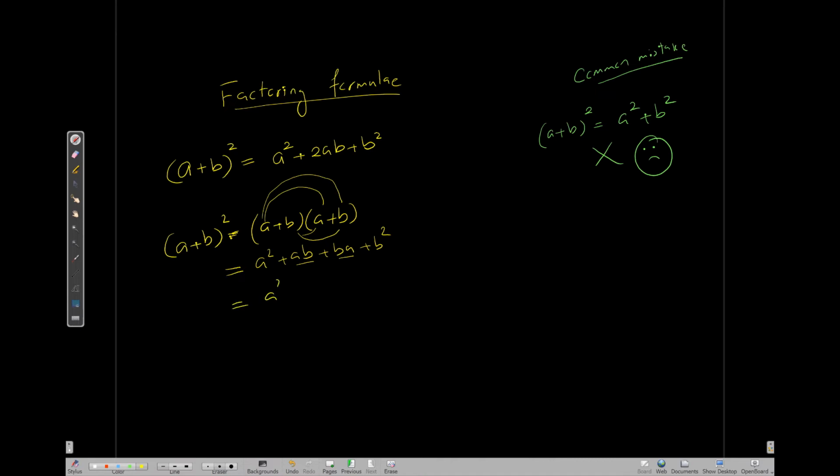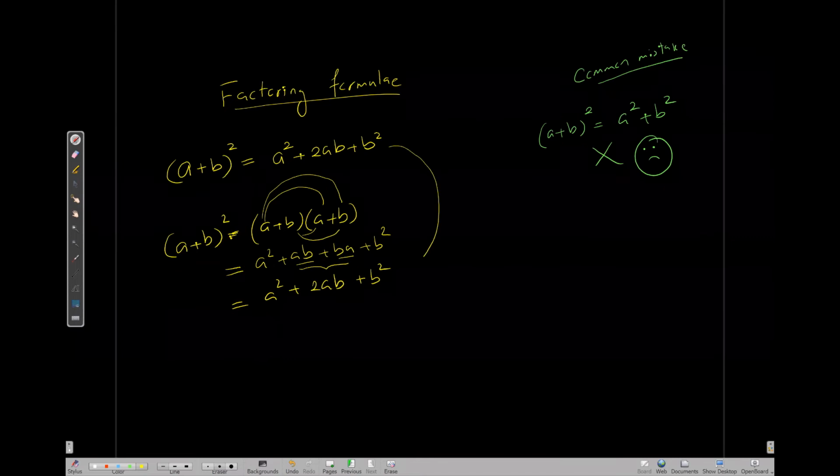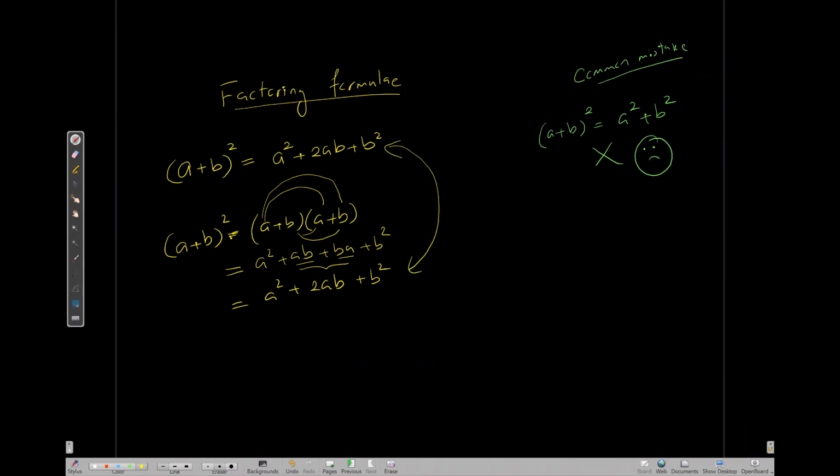So, A squared plus 2AB, because these two are the same, two of them, 2AB plus B squared. That's how it comes, right? Now, let me show you one more thing. Let me show you one more trick, so you will remember this forever.